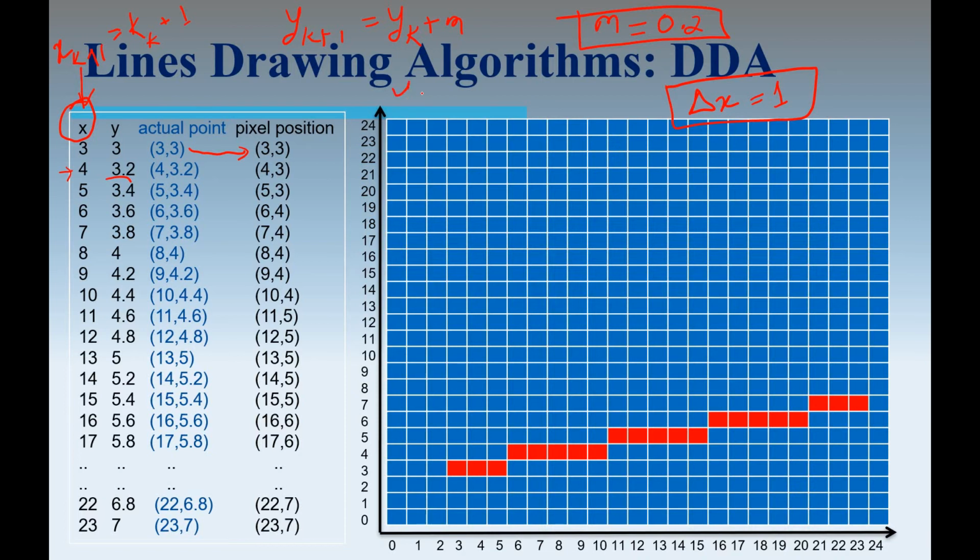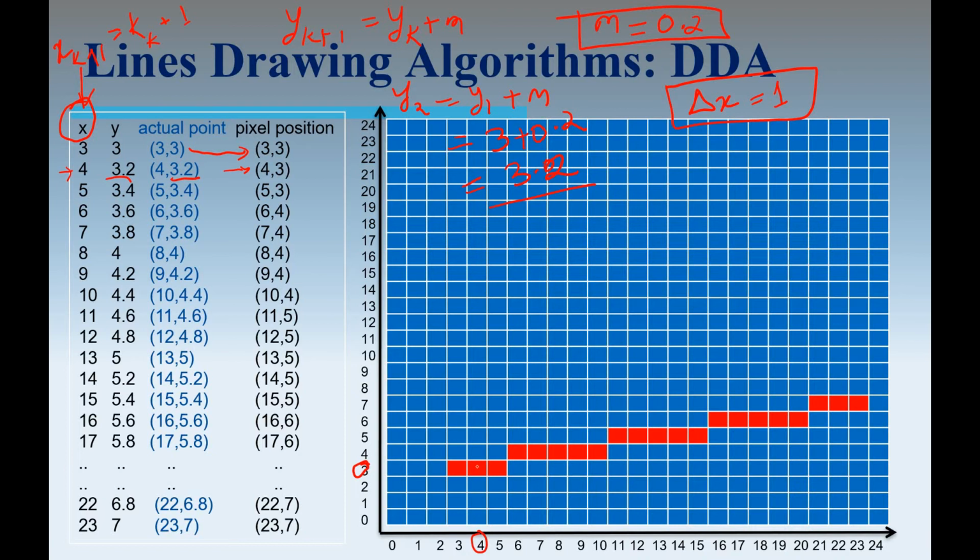That means the value of y2 will be y1 plus m, which is equal to y1, which is 3, plus 0.2, which is equal to 3.2. This is how we come to the conclusion. But this 3.2 is a decimal. We have to remove the decimal point, so we round down to 3. This is the next pixel position: x equals 4 and y equals 3.